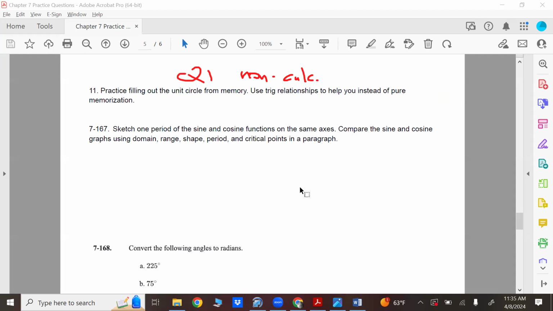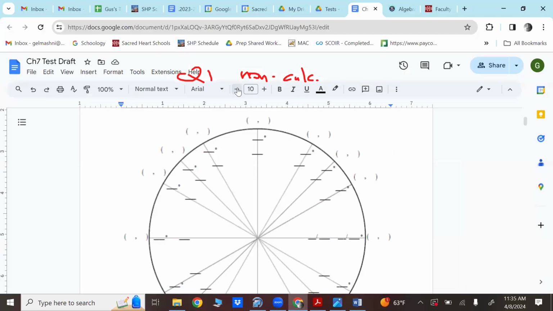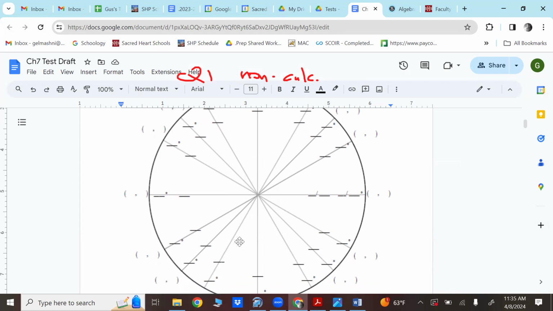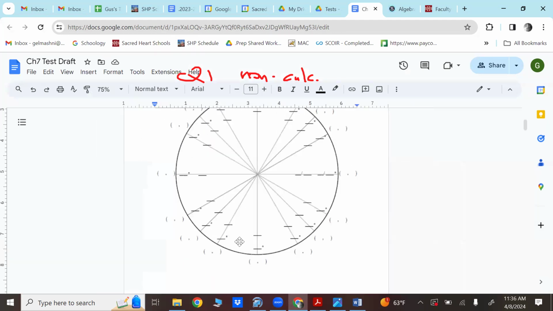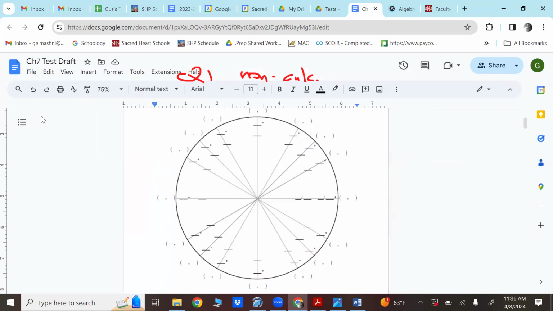So let's actually make sure you guys can fill out the inner circle. Let's do that right now. Let me zoom out a tad. Yes, exactly, 100%. Here we go. So let me partially fill this out and see what you guys think here.